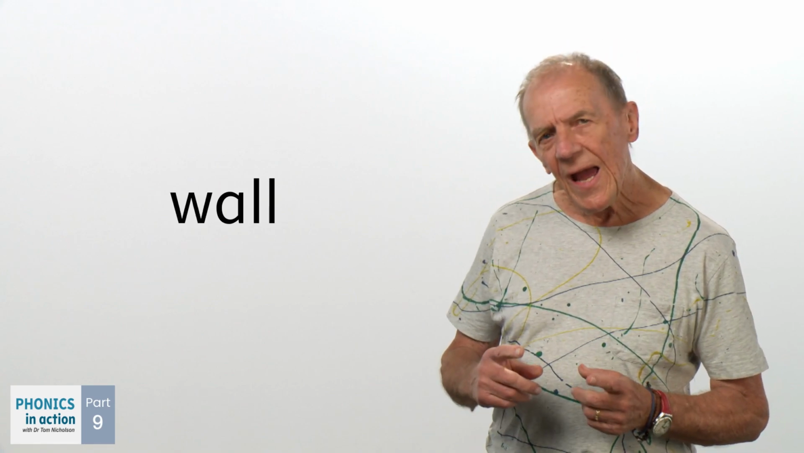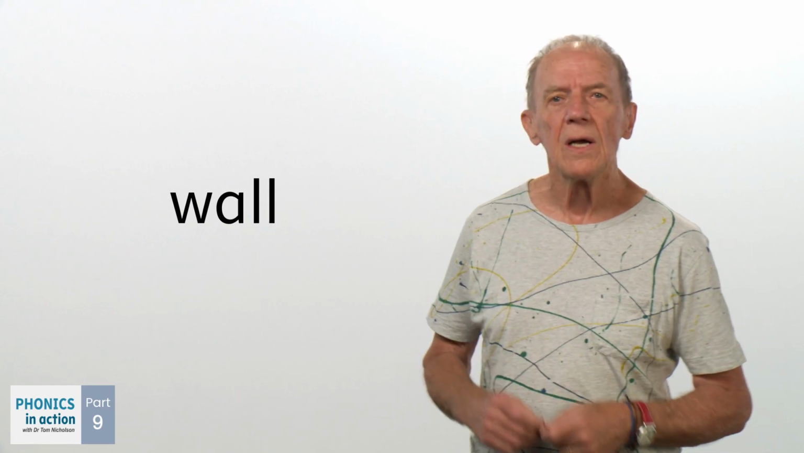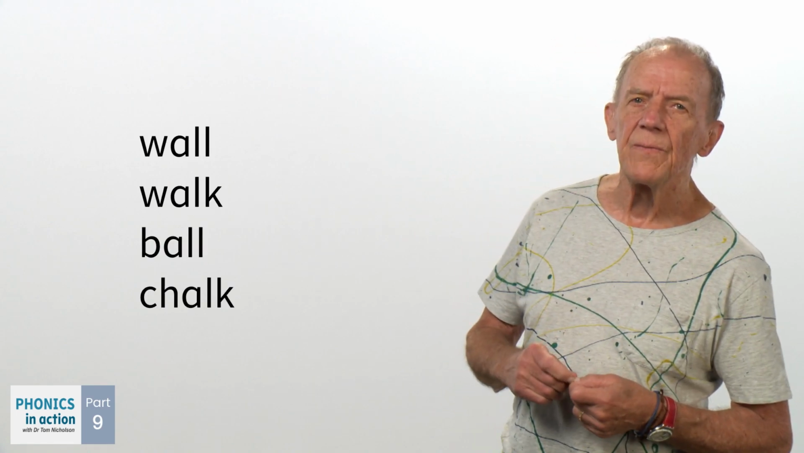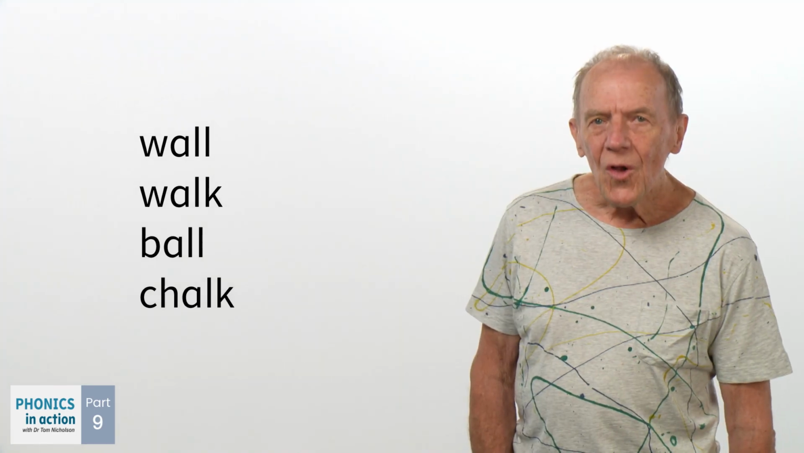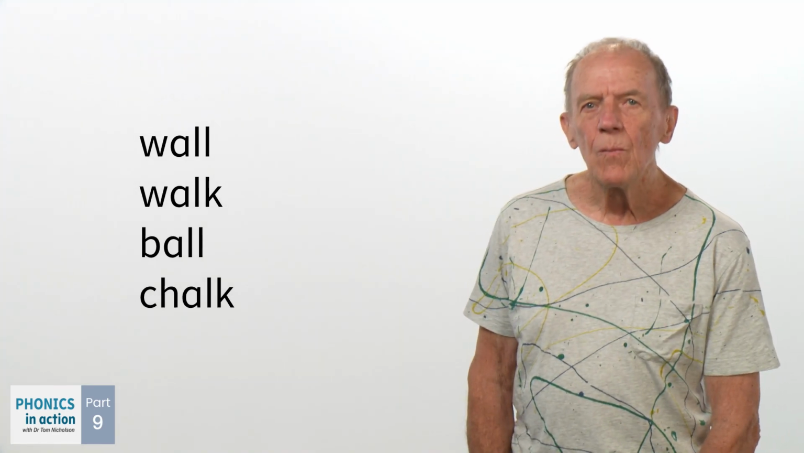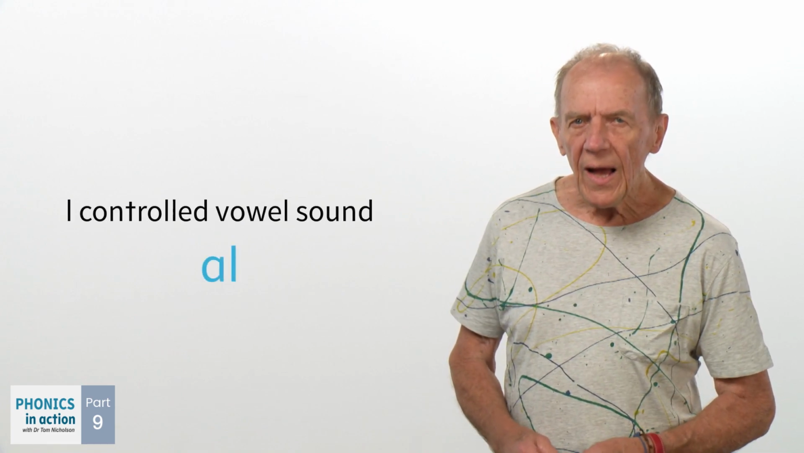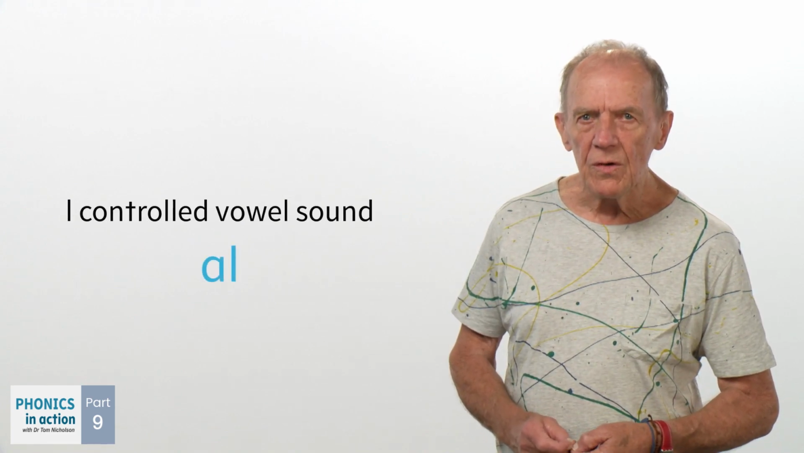So look at this word, wall. When A has an L after it, its sound changes from a to all. Do you notice anything special about these words? Have a look at these. I'll read them. Wall, walk, ball, chalk. Remember, everyone, when the L sound comes after the A sound, the sound changes to or. And we call that the L-controlled vowel sound.